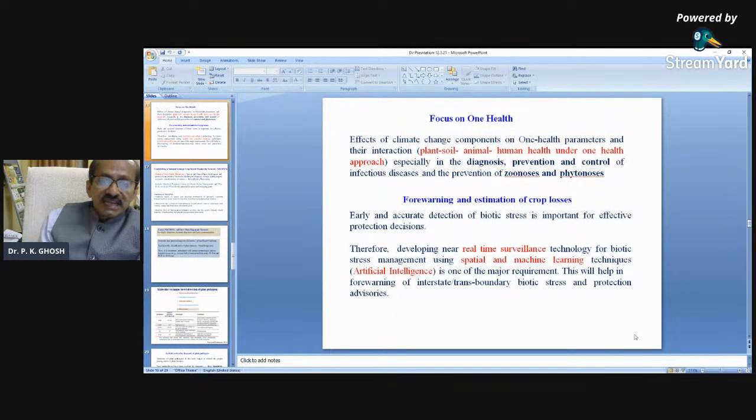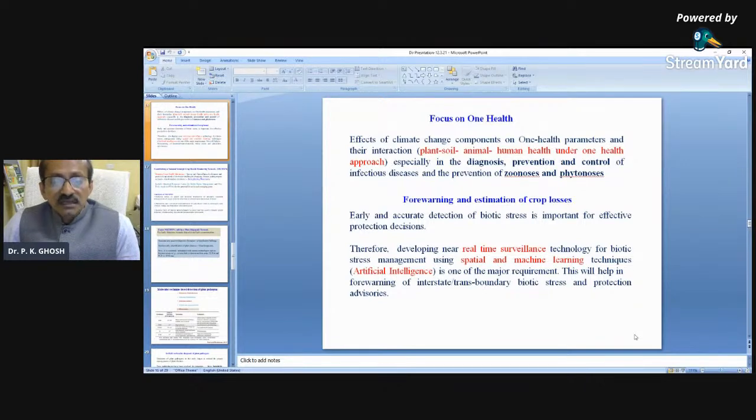Now focus on One Health. I have already covered how this soil, plant, animal, and human continuum will work through the One Health approach under climate change, for forewarning and estimates of the crop losses. As I mentioned, so far we are using the traditional visual symptom method. Now we are developing a near real time surveillance technology for biotic stress management using spatial data and machine learning, and artificial intelligence is one of the major components.